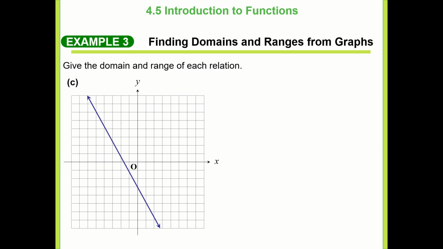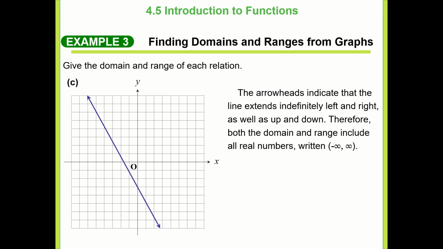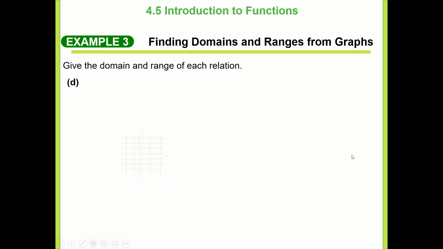Here, let us find the domain and range. What is the domain and what is the range? X values. The X line is infinite. Look at the arrows. If we have arrows, it means it continues. So positive infinity and negative infinity. This is the domain: negative infinity to positive infinity. We write it with open brackets.